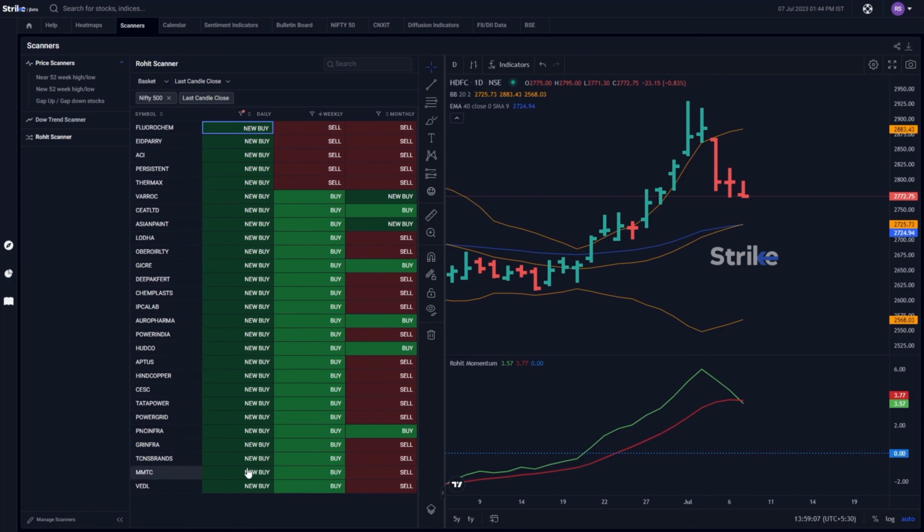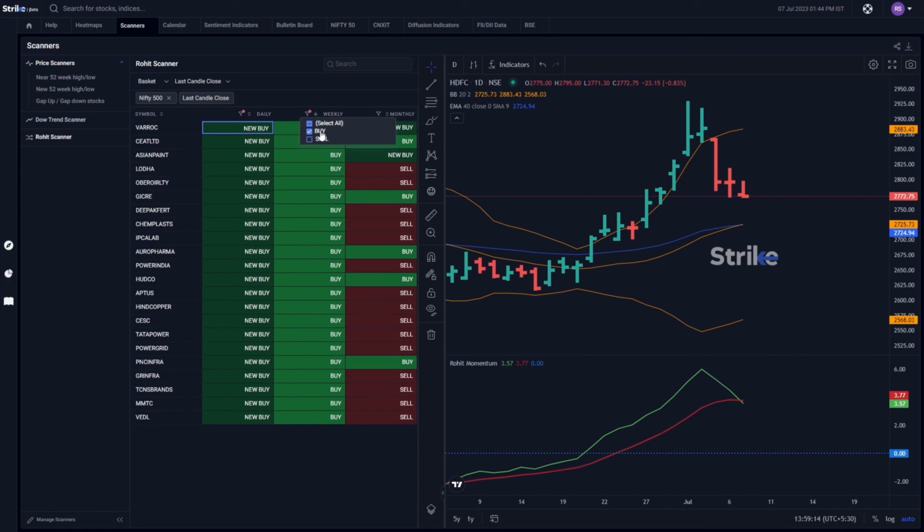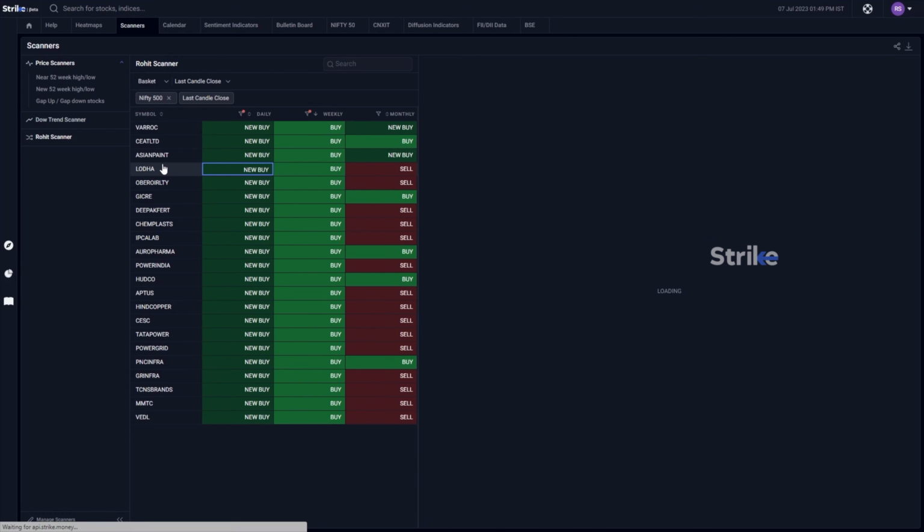Okay, so we have a lot of new buys over here. But you might say you don't want those which are in sell mode. I only want those on weekly which are in buy mode. You can do that. So now you're looking at those which are weekly buy and daily new buy, which means the weekly trend is up, but on the daily chart you're getting a fresh signal. And this is within the Nifty 500.